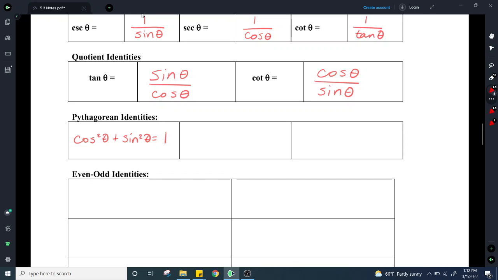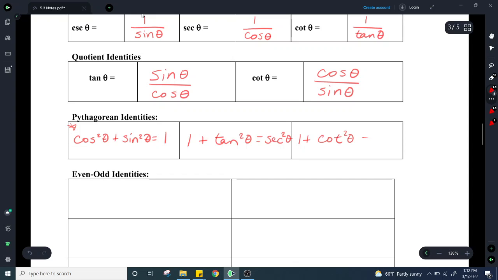Okay, and then we've got 1 plus tangent squared theta equals secant squared theta. Make sure I've got that right. At least I'm doing it from memory. So 1 plus tangent squared theta equals secant squared theta is another one that comes up from time to time. It's not quite as common as the first one. That is the one we'll use most often, but this one comes up from time to time. And then there's another one that says 1 plus cotangent squared theta is equal to cosecant squared theta.